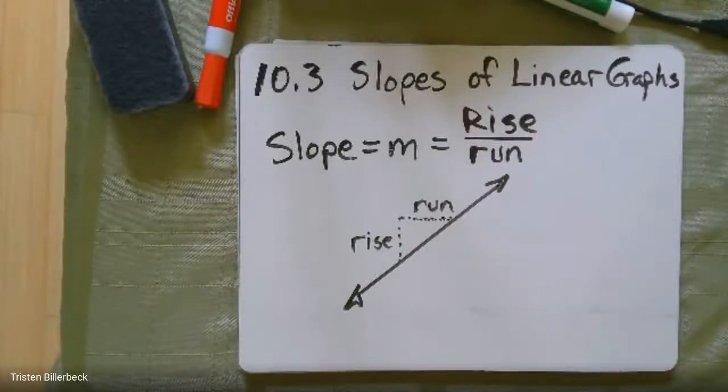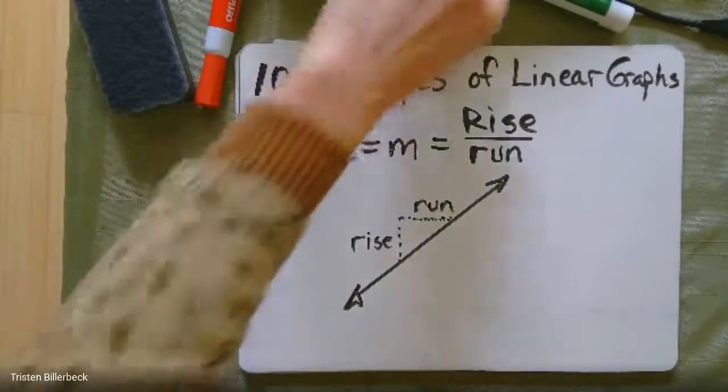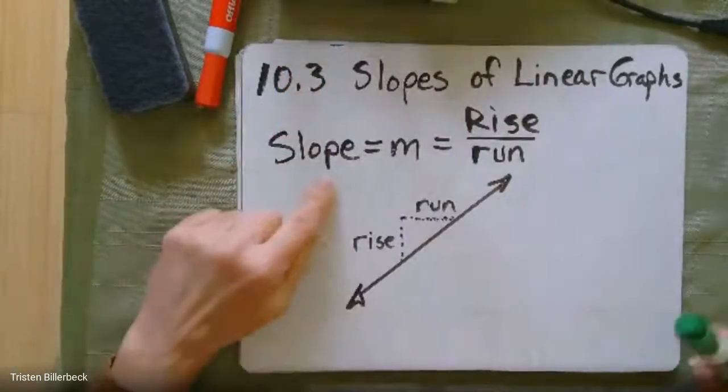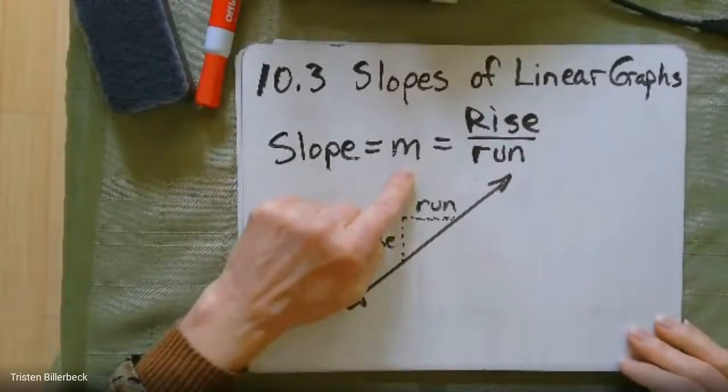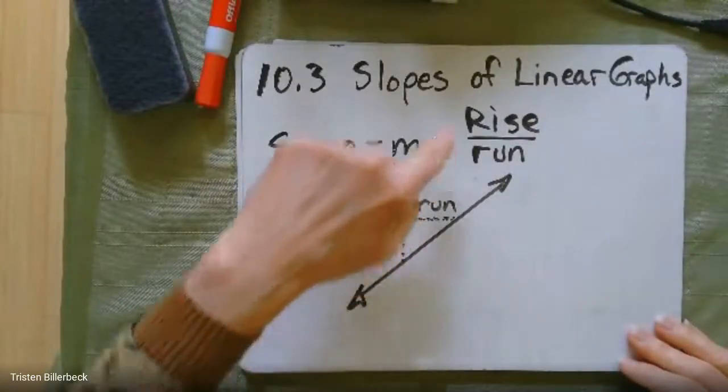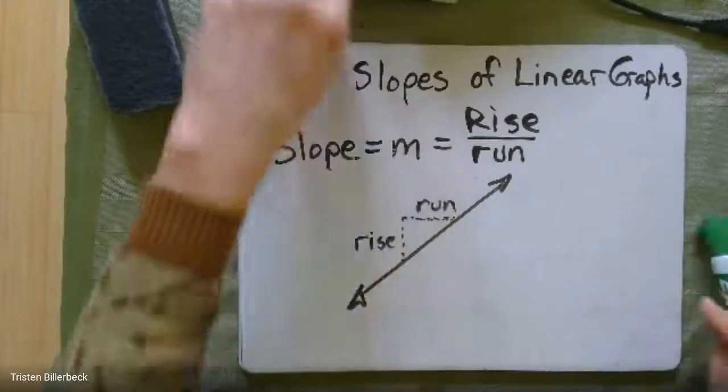Hi all, we're going to talk today about slopes of linear graphs. This is 10.3 and it's the last section of your unit 10. So when we look at slope, it's usually designated by an m and it means rise over run.